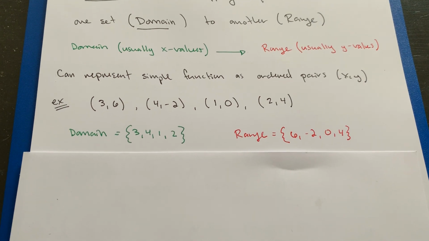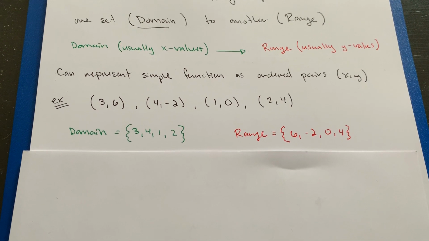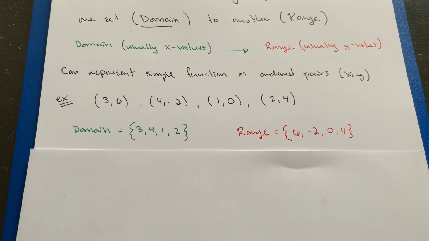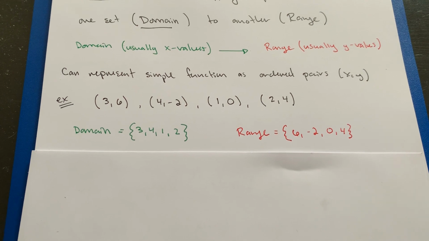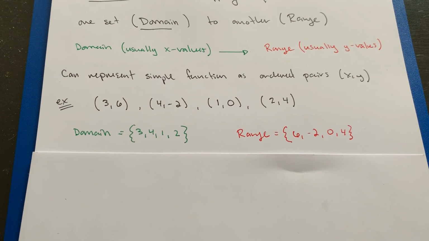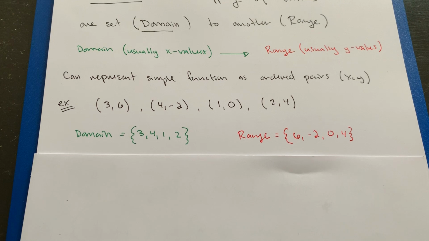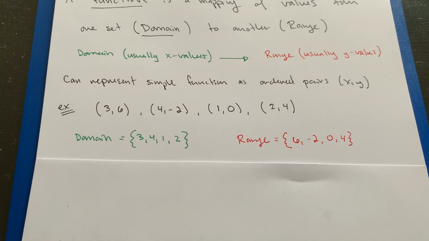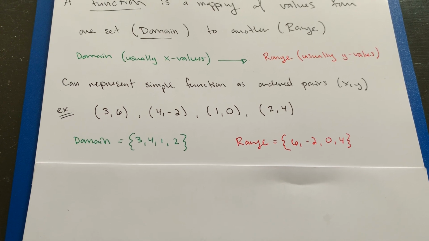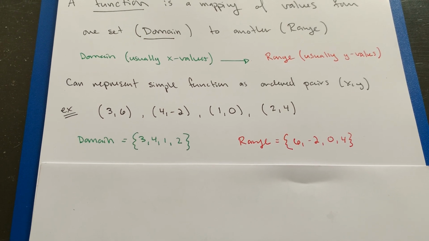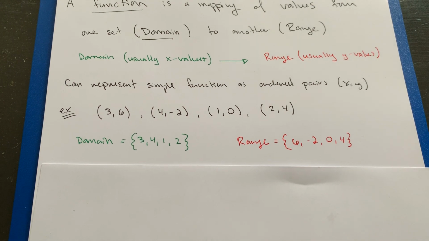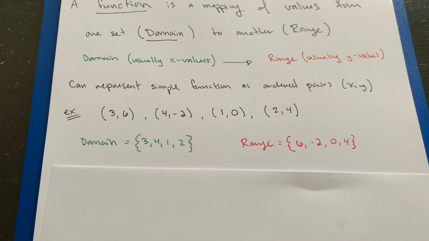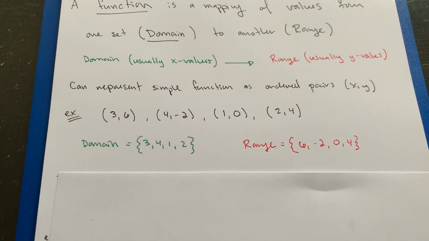It's not really anything more complicated than just listing. The domain values are just all of the individual x values, and the range values are just all the individual y values. So my domain here would be the x values: 3, 4, 1, 2. These are out of order, it doesn't particularly matter. I could write them in order, 1, 2, 3, 4. My range values would be all the different y values I have here: 6, -2, 0, and 4. You could rearrange them into order, -2, 0, 4, and 6.